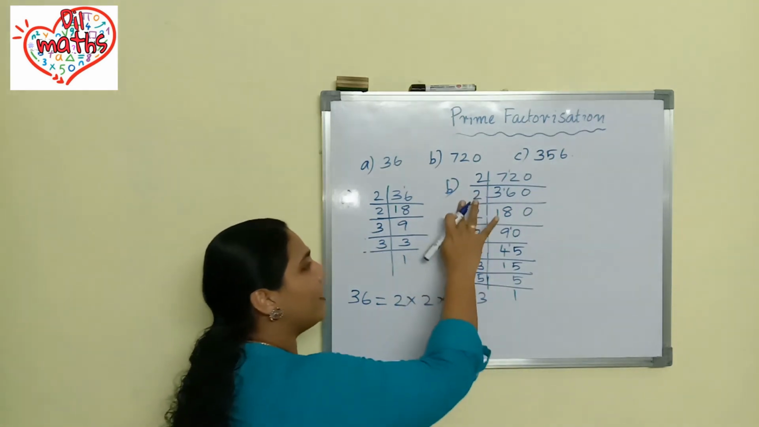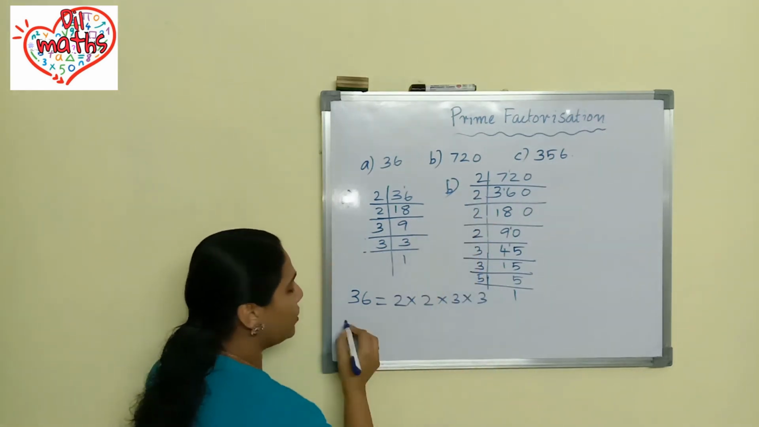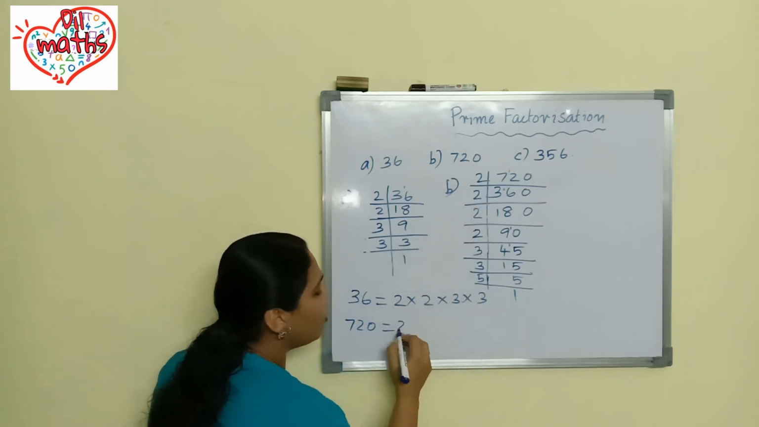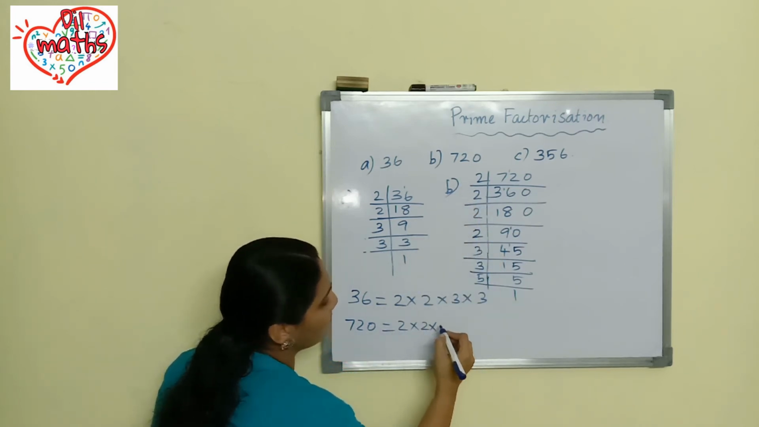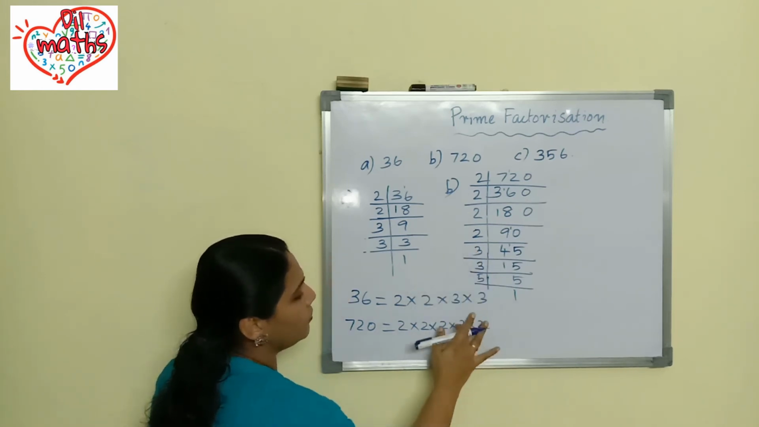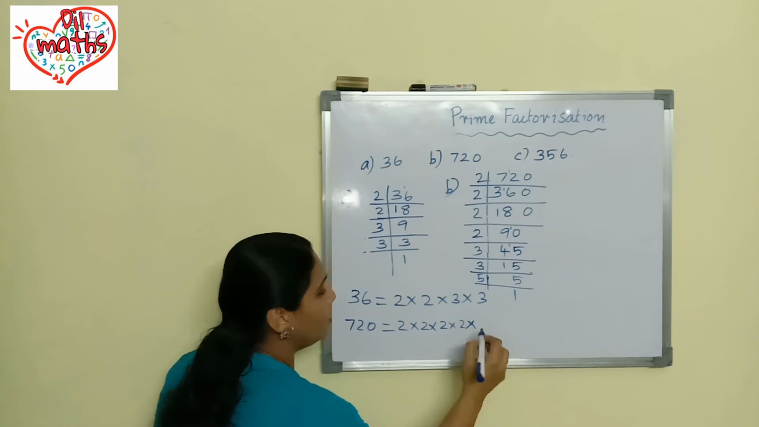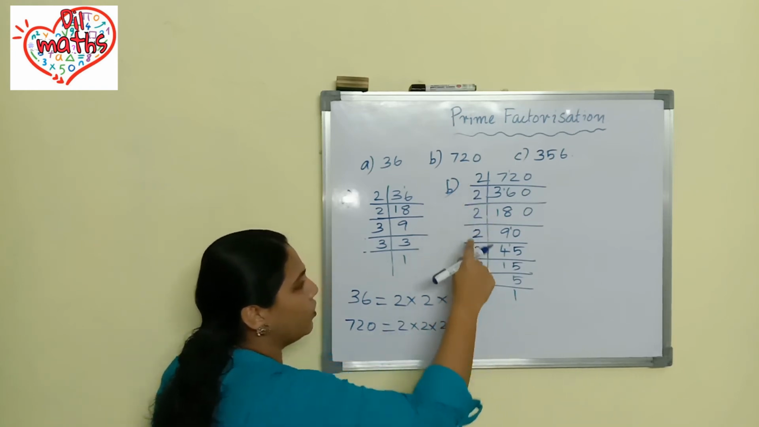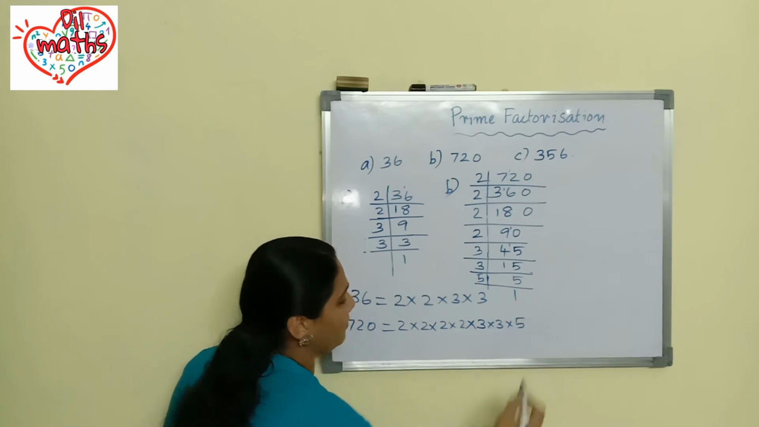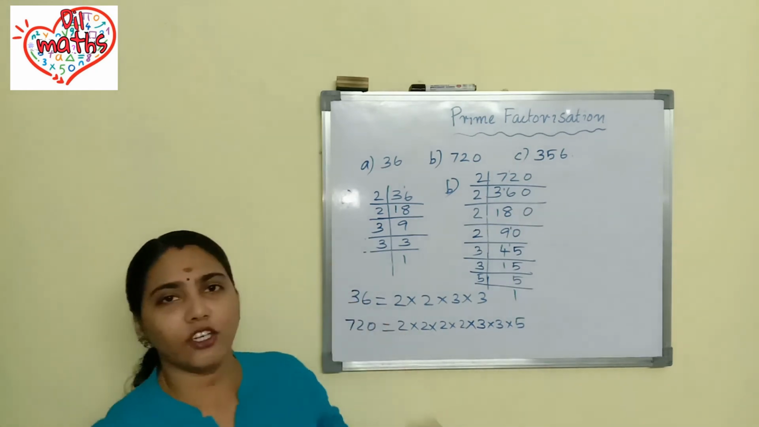How will we write the prime factorization? 720 is the number given. Which are all the numbers? 1, 2, 3, 4: four 2s are given. And how many 3s? 2 3s, and 1 5. So that is the prime factorization of 720.